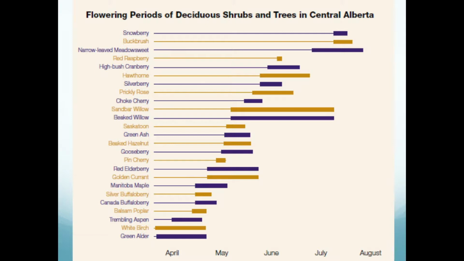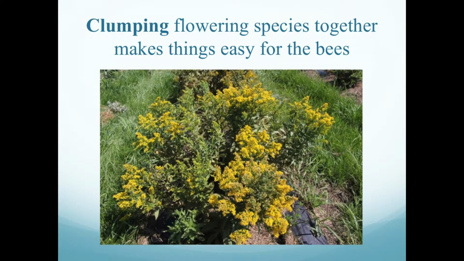to get them enough food before winter. Clumping flowering species together is another good principle to follow. Bees especially display something called flower constancy, so they'll go out from their nest and forage around and stick to the same species of flower. If you have those species clumped together, it makes it that much easier for them and they can be more efficient foragers.